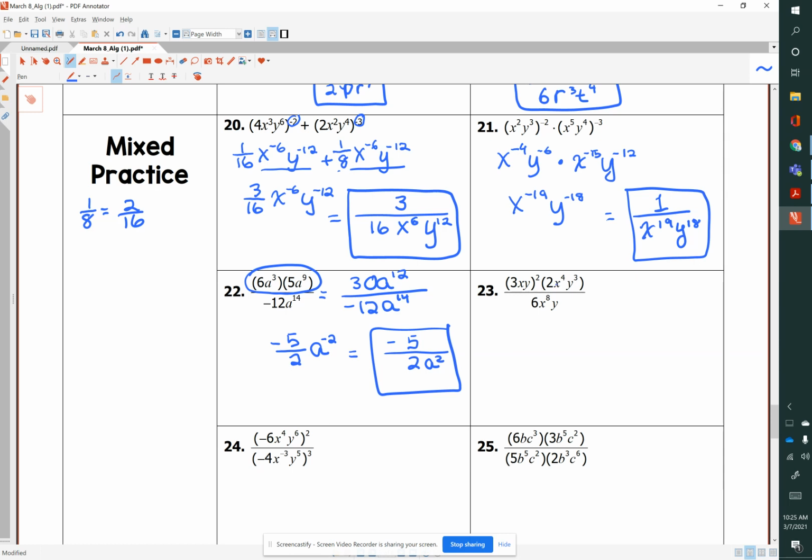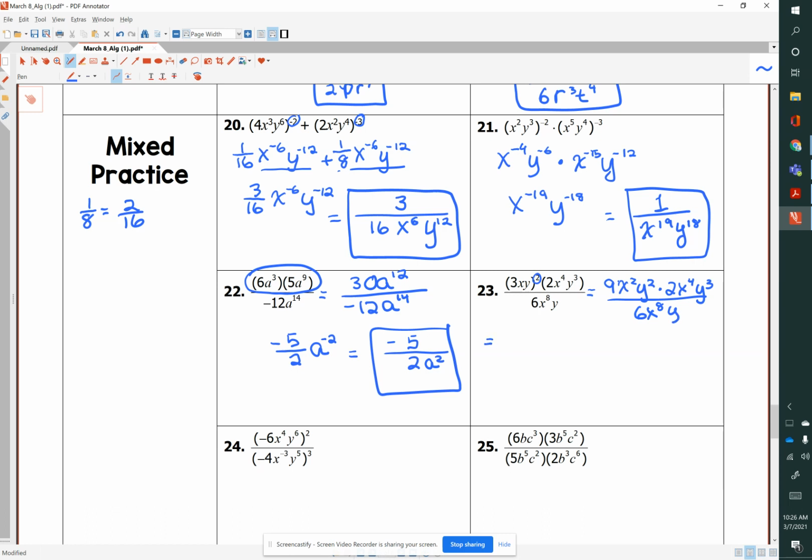And number 23, let's work with the numerator first. So 3 squared is 9. And then we have x to the second power, y to the second power, times 2x to the fourth power, y to the third power. Okay, now we have 9, and well, let's put the numerator over the denominator, 6x to the eighth, y.